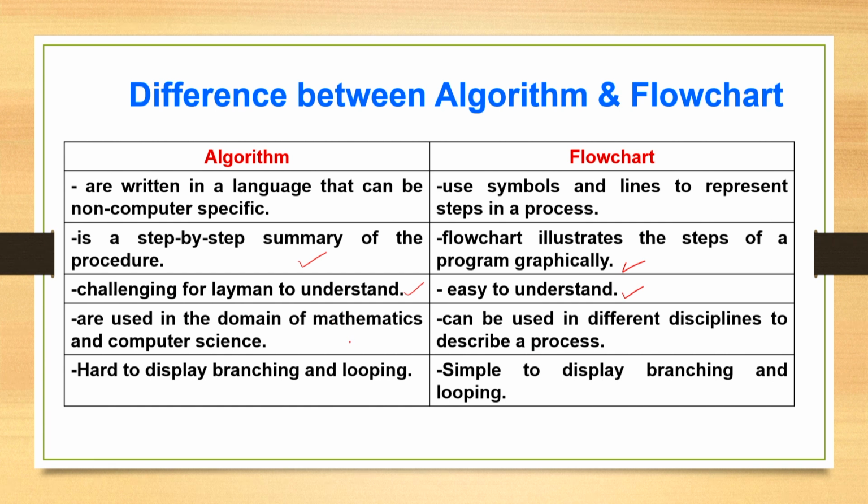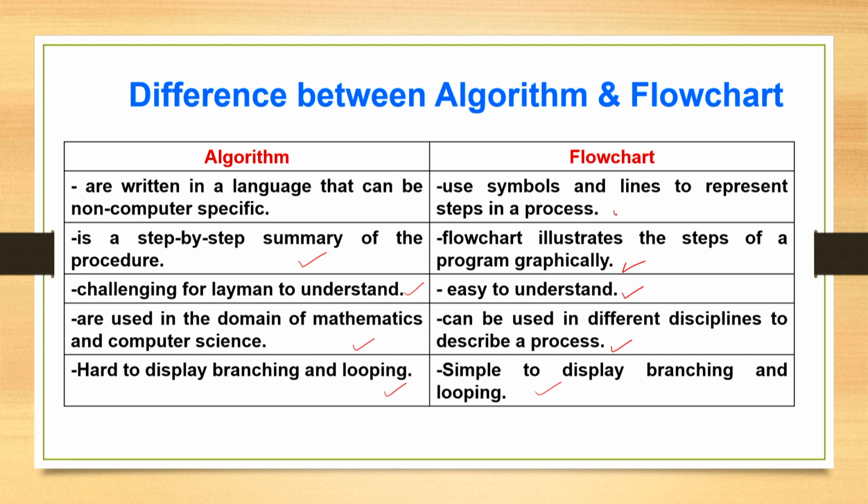Algorithms are used in the domain of mathematics and computer science, whereas flowcharts can be used in different disciplines to describe a process. Algorithm is hard to display branching and looping, whereas by using a flowchart, it will be simple to display branching and looping.